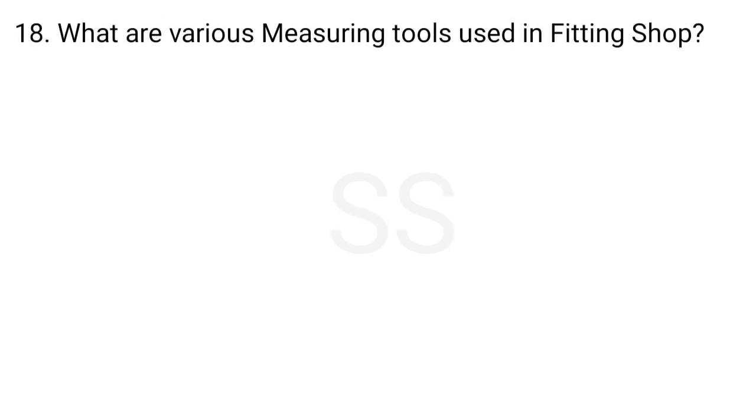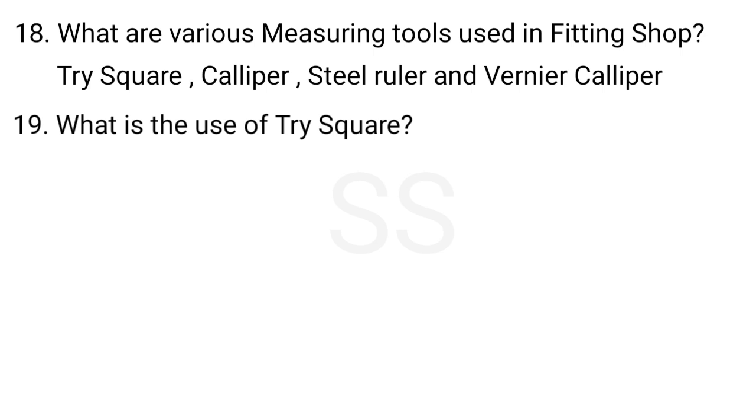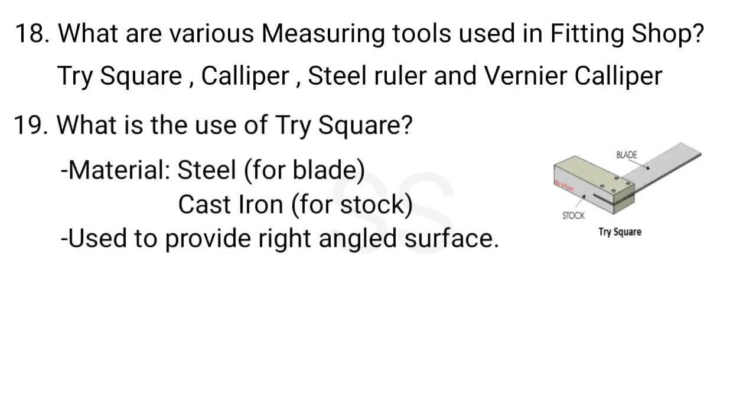What are the various measuring tools used in fitting shop? The various measuring tools used in fitting shop are tri-square, caliper, steel ruler, and vernier caliper. What is the use of tri-square? Tri-square consists of a blade made up of steel, which is attached to a base at 90 degree. The base, also known as stock, is made up of cast iron. Tri-square is used to provide right angles and also to measure straightness of surfaces.